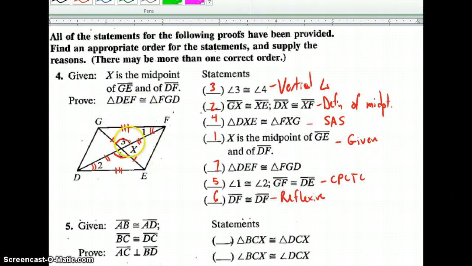That supplies DF. DF, that's this thing here. That supplies the missing piece for... Now in this DEF, I have a side that I just named. I have an angle that I did up in step 5. And then this side that's congruent here in step 5. I actually have side angle side. Oh, it's a two-stepper, two triangles, and they're both side angle side. Interesting.